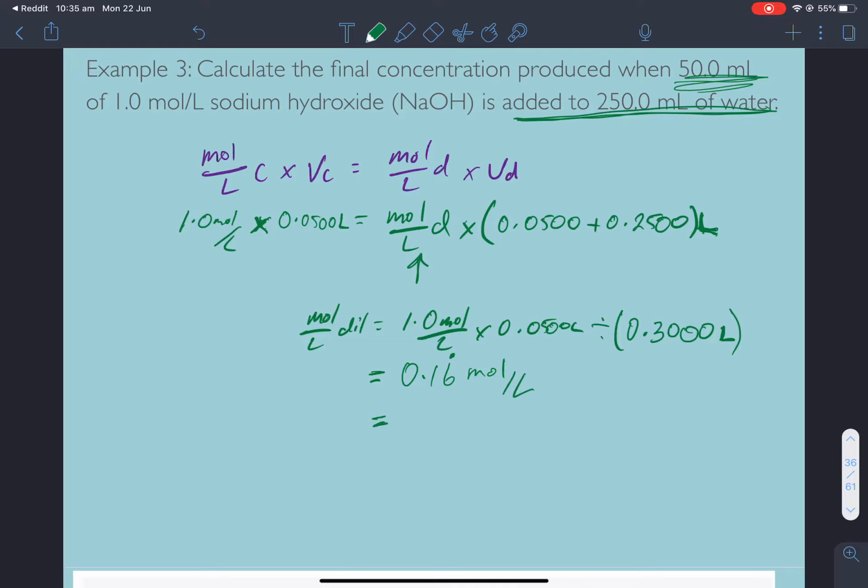Let's check our sig figs. 50.0 is 3, 1.0 is 2, 250.0 is 4. We're limited to the 2. Okay, 1 is the first, 6 is the second, but there's a 6 after that. So it's going to jump up to 0.17 moles per litre to 2 sig figs.